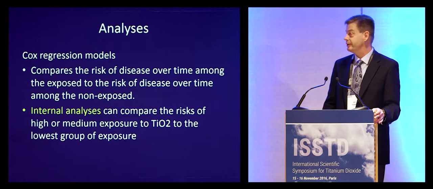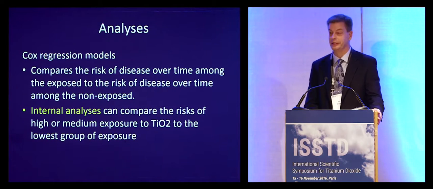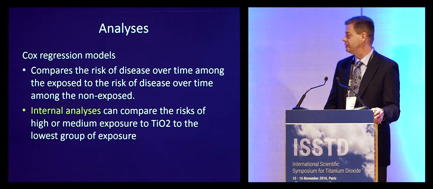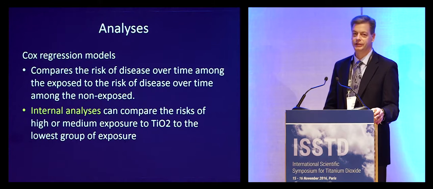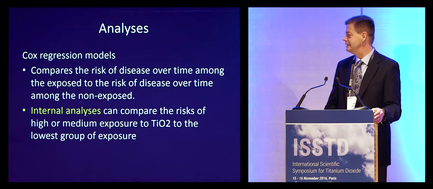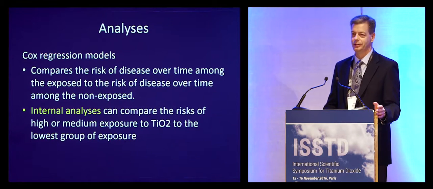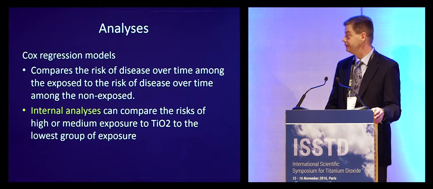You could also do Cox regression analysis or other types of regression analyses. And these compare rates of the disease in the exposed to the non-exposed. And you do this type of analysis for the internal analysis. In the internal analysis, you compare the rate of disease in a higher or medium exposed group to a lower exposed group. So you're just looking at the workers in this type of analysis. You're not looking at the standard outside population.